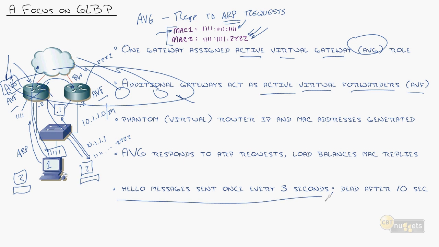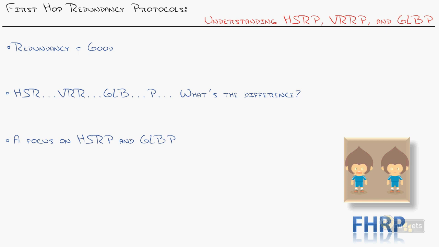Just like HSRP, tweakable, tunable hello messages are sent once every 3 seconds. They are considered dead after 10 seconds, but you can tune that to whatever you'd like. So there are the concepts. The configuration will be in the next nugget.